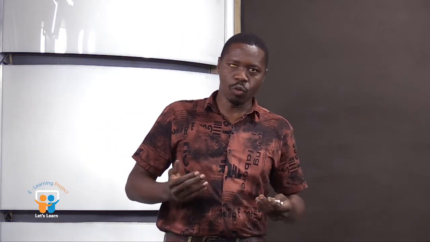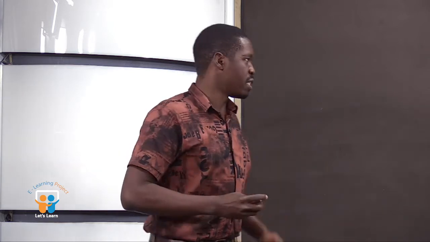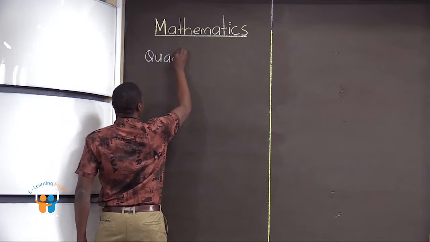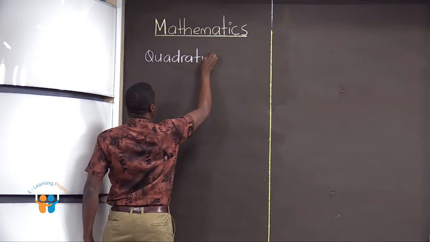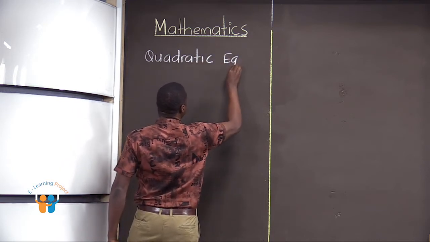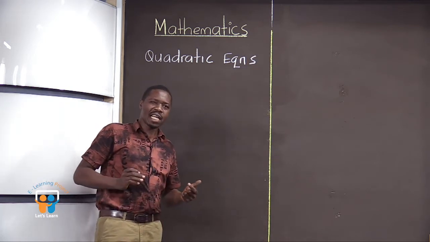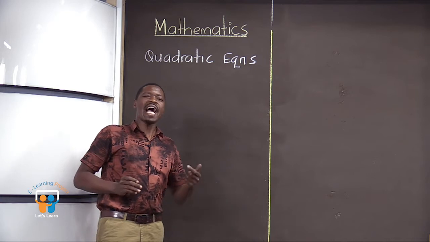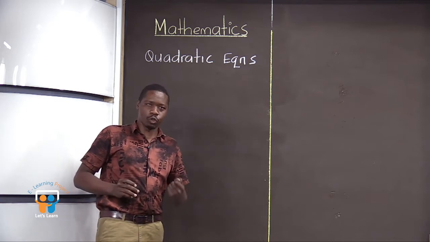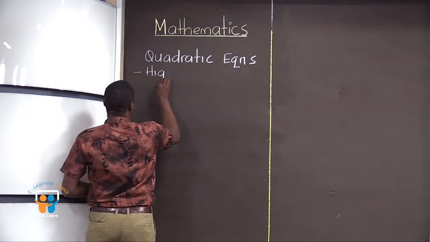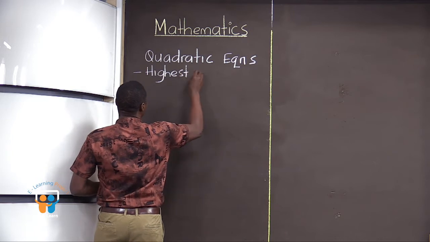What are quadratic equations? Previously, I told you what quadratic equations are. But for those that have just joined us today, let us get to know this. The spelling of the word is this: quadratic equations. Quadratic equations are the types of equations whose highest power is equivalent to 2. Highest power is 2.